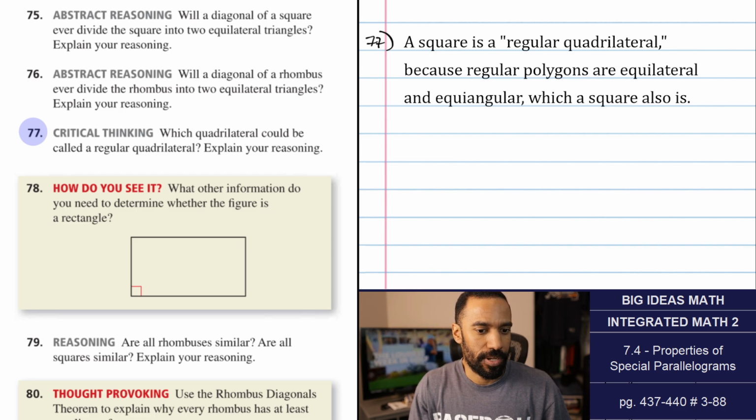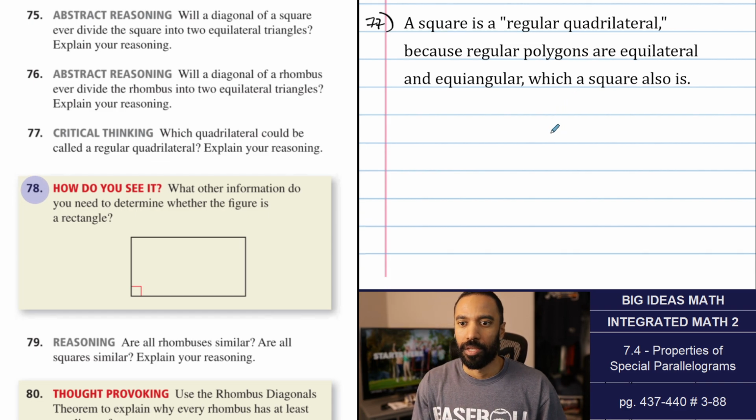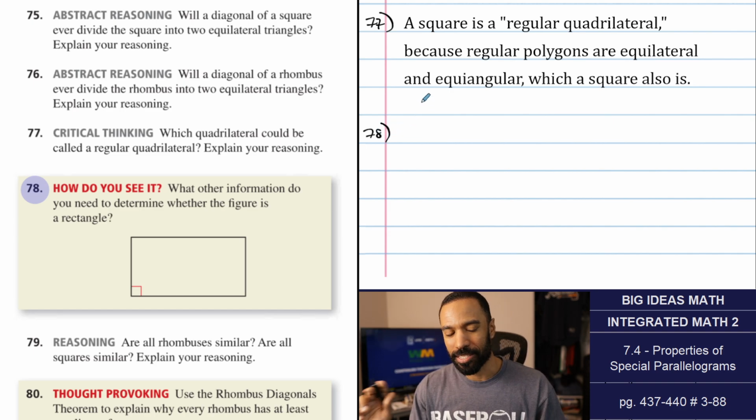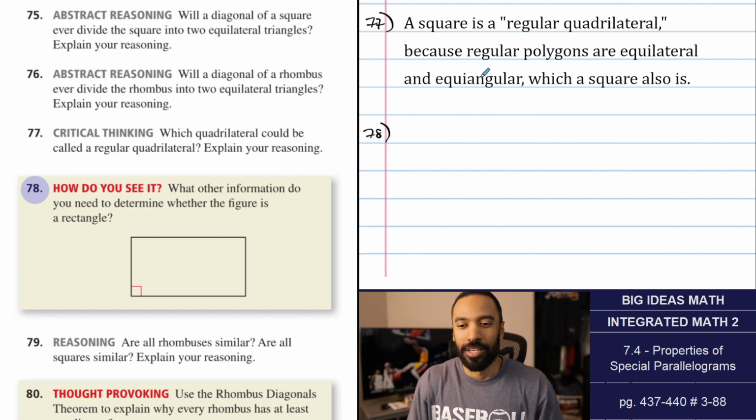What other information do you need to determine whether the figure is a rectangle? So we have a single right angle. Okay. Now, they're asking for one bit of info. It sounds like they want one bit of information. It's not just like, well, if I knew they were all right angles, or something like that.